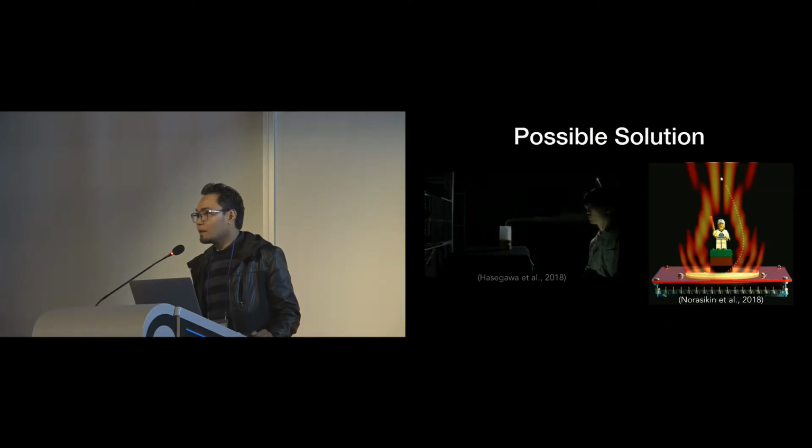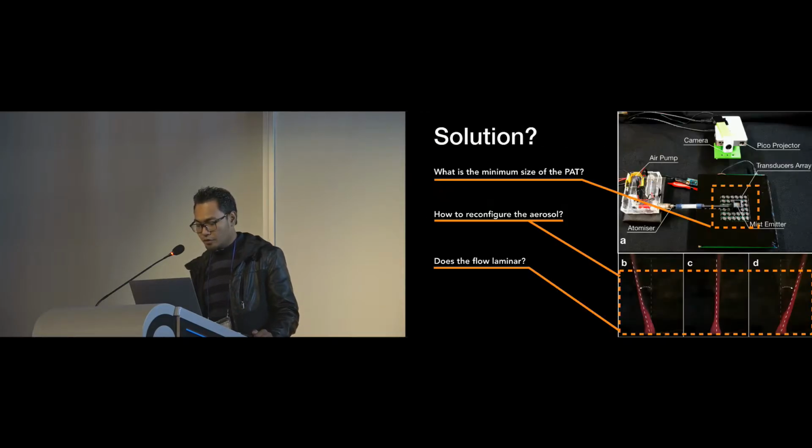Luckily, we've published work exploring how to control a complex sound field at UIST 2018, and we really know how to reconfigure it, but we still have a few questions. For example, what is the minimum size of the phased array transducers for the aerosols to work as a display, and how to reconfigure this aerosol? We haven't tried yet for this SonicSpray. And then, is the flow laminar?